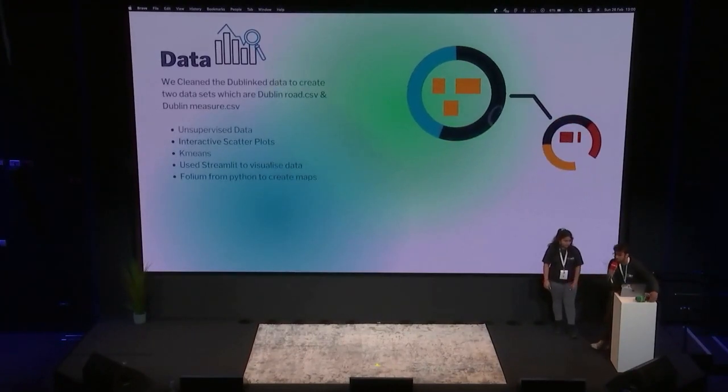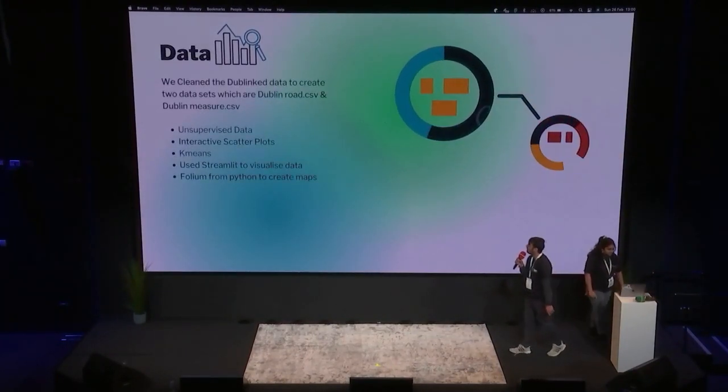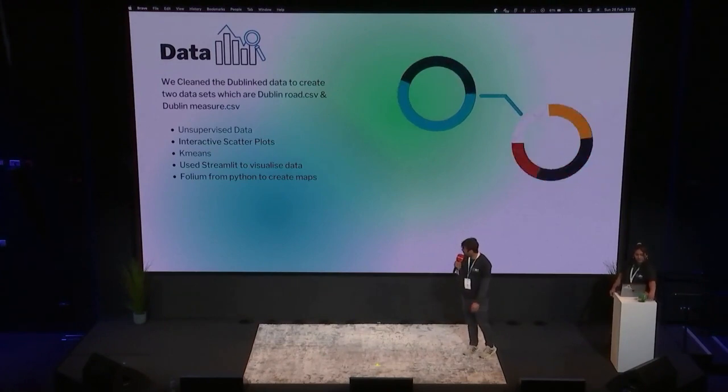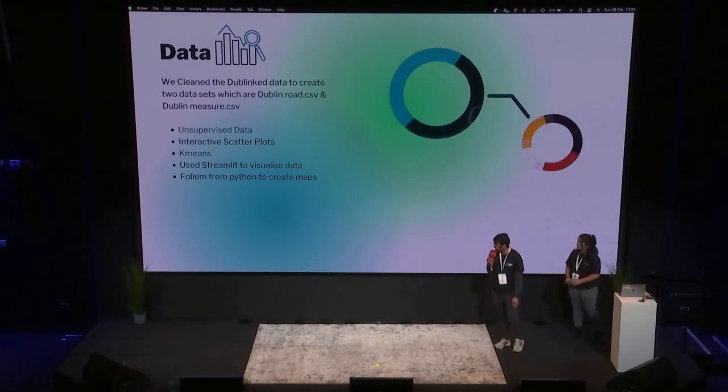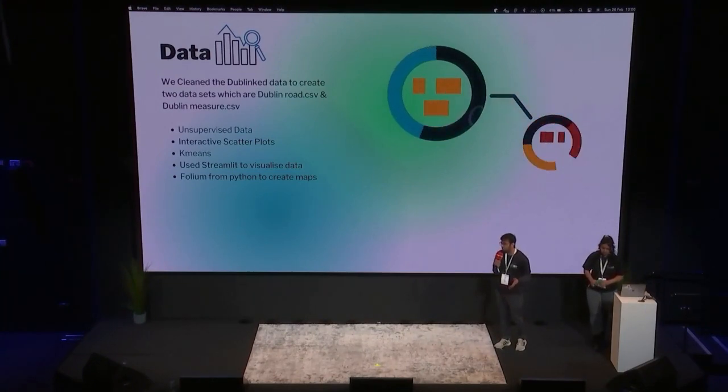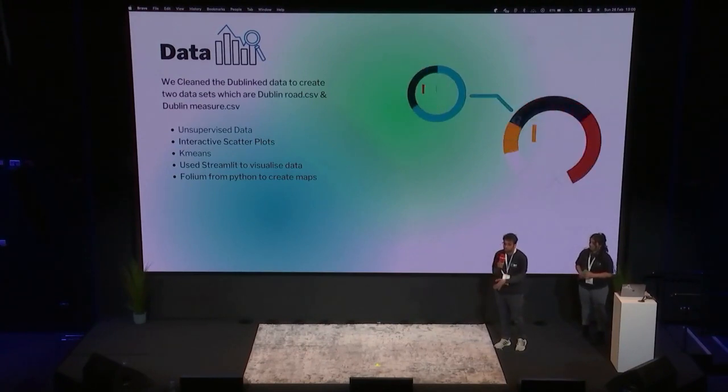If we talk about data, when we looked at it, we found that it was unsupervised data. So we went with interactive scatter plots. Then for prediction, we went with k-means for clustering. To visualize the data, we used Streamlit, and we also created maps through Folium from Python.